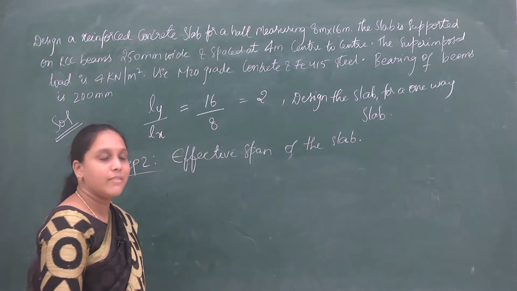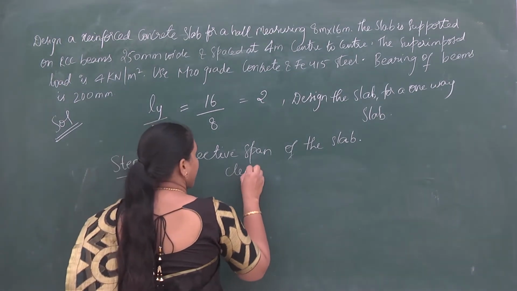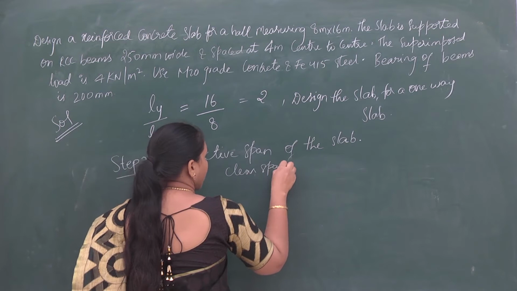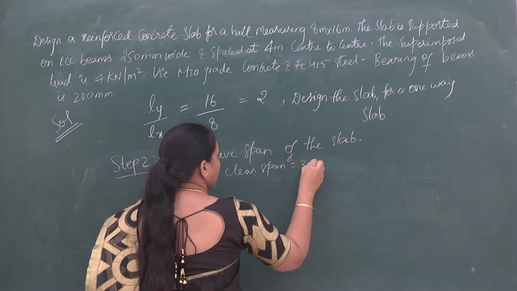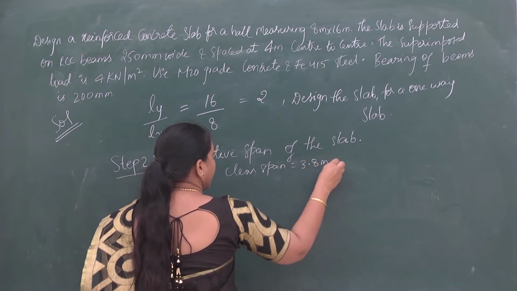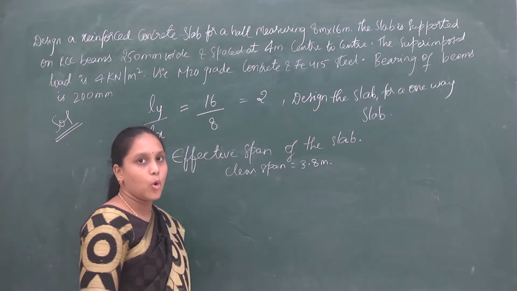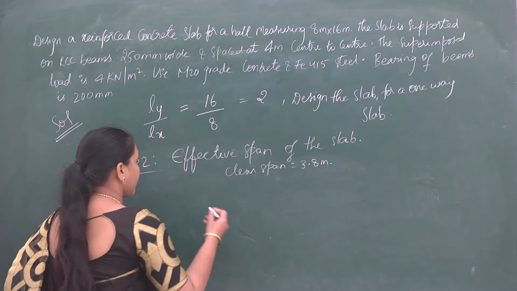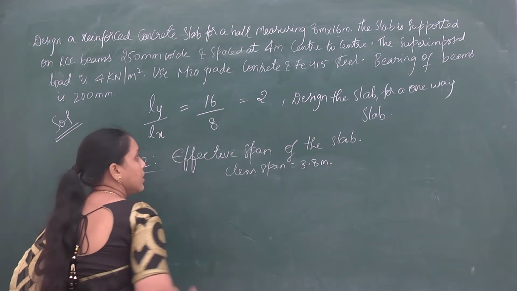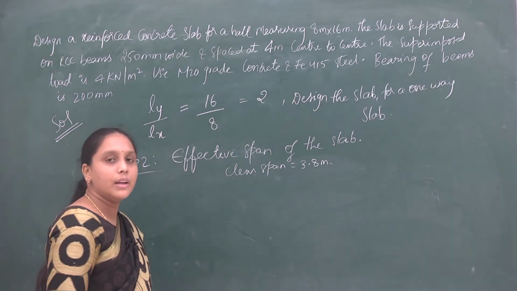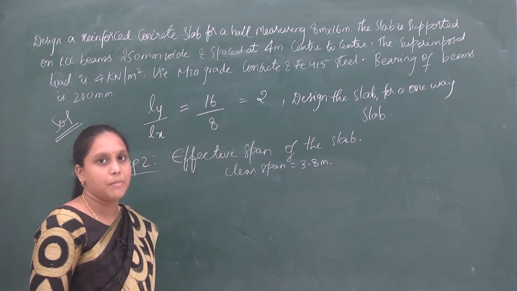So now we have calculated the clear span. How much is the clear span we have got? It is 3.8 meters. 3.8 meters is the clear span we have got. Now, what is the slab we are designing here? We are designing a continuous slab.